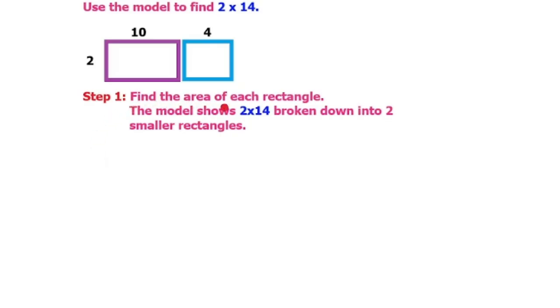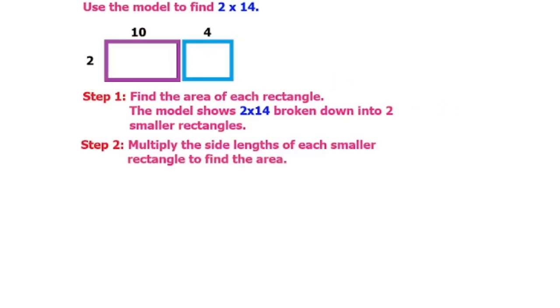Step 1, find the area of each rectangle. The model shows 2 by 14, which is broken down into two smaller rectangles. The two smaller rectangles are 2 by 10 and 2 by 4. Multiply the side lengths of each smaller rectangle to find the area. So you'll be finding the area first of this one and then of this one.